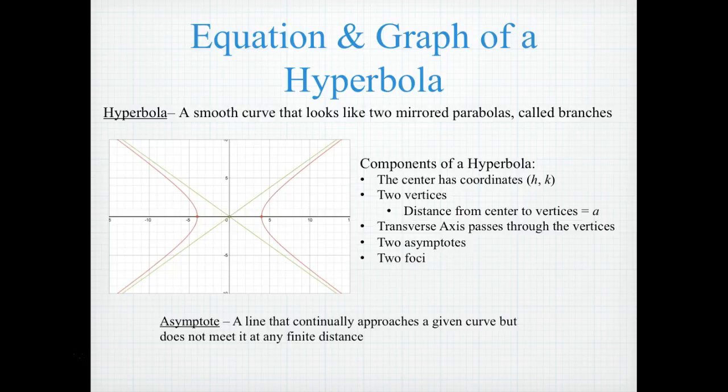And lastly, there are two foci. Similar to the ellipse, the foci of a hyperbola are going to be tucked just inside the curve of each branch. In this case, for the hyperbola given, the foci would be (-5, 0) and (5, 0). Notice how you have the center, and then as you move away from the center, we have the vertex. Each branch has a vertex, and just tucked inside each branch, you have a focal point.